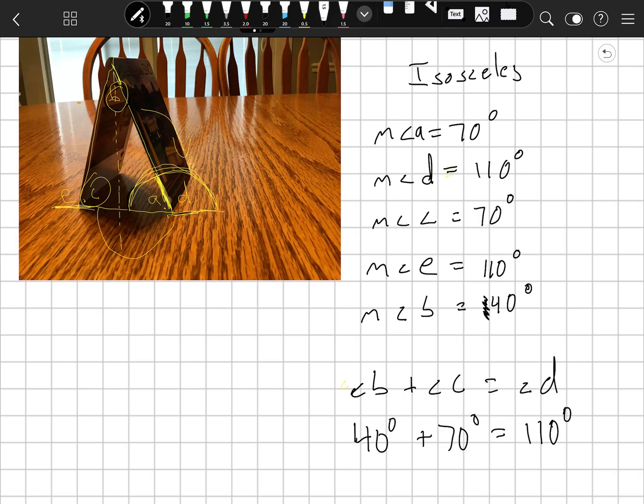So this is kind of an important relationship. It's called the exterior angle theorem. The two remote interior angles, B and C, add up to the exterior angle D. And it happens to work here. So there you go. My last question for you to maybe research is, what is the best angle to use right there to make a strong house of cards?